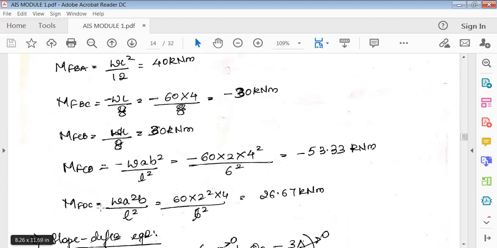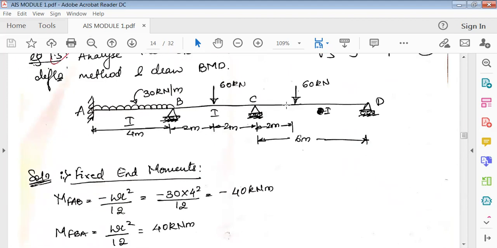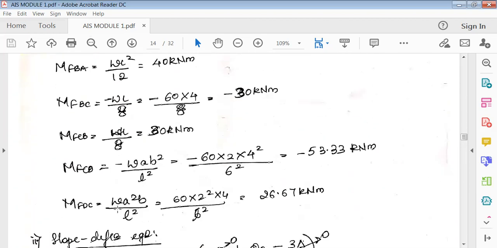Similarly, MFDC is again: nearer support is B, farther support is A. So W A squared B by L squared. Again, the sign is positive. So substitute the values, then you'll get this answer. Okay, be careful with the signs. So whenever the loading is eccentric, both the moments will not be the same.